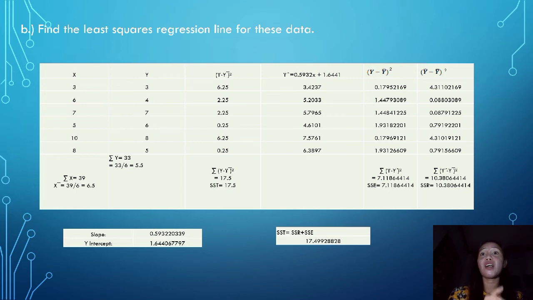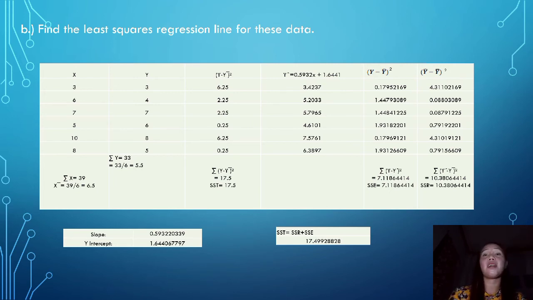So let's determine the y hat. The formula of y hat is to find the x. So 0.5932, and the x of the first data is 3. So 0.5932 times 3 plus 1.6441. The result is 3.4237. Same with the next data, 0.5932. The x is 4, times 4, plus 1.6441, with the result of 5.2033.